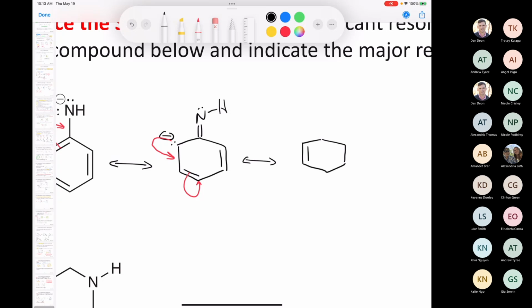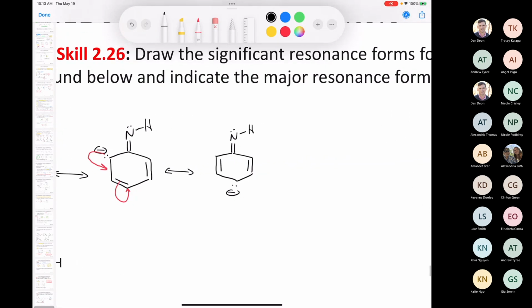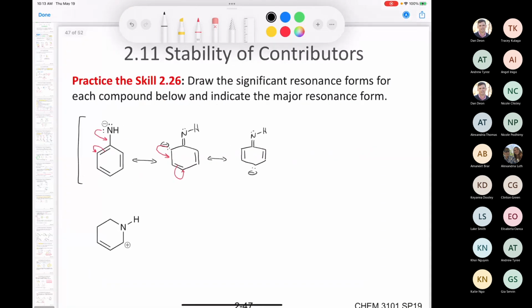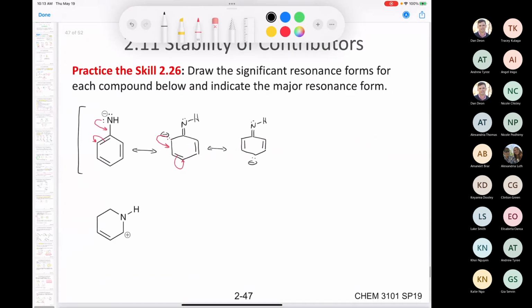When you're teaching over Microsoft Teams, we improvise, adapt, and we try to overcome anyway. All right. So we have a negative charge down here. And is there another resonance contributor that I could draw here? We have 3 so far.